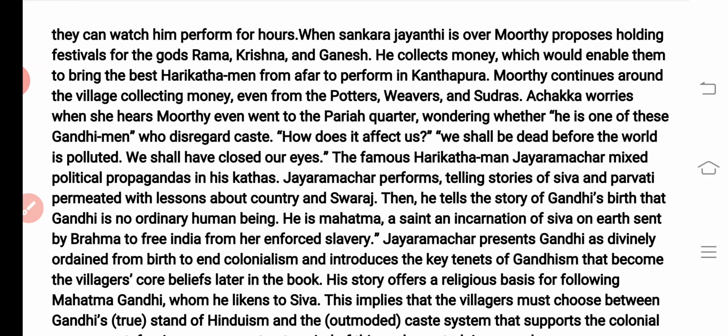The famous Harikatha man Jai Ramachar mixed political propaganda in his kathas. Now the Harikatha man who is called to the village, his name is Jai Ramachar. And what did he do? He used to mix political propaganda in his kathas. He didn't only tell the stories of Ram, Krishna and Ganesh, but he also talked about current politics, the contemporary politics going on in those days.